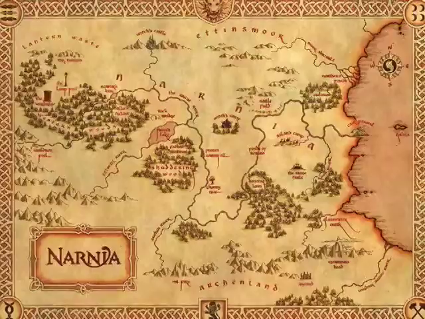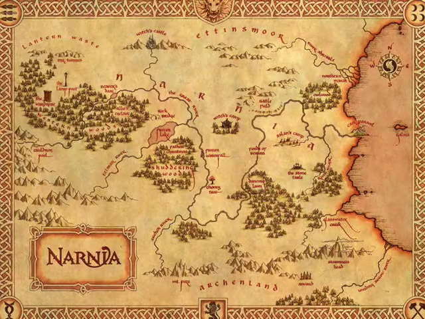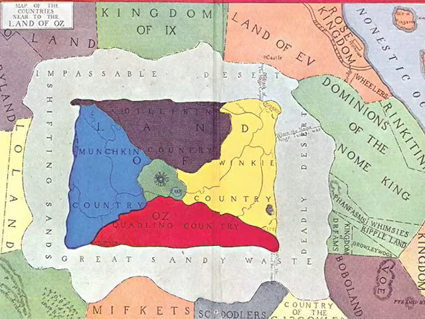A couple more fantasy lands that I've picked up maps for from the internet. Here is Narnia. And additionally, here is the land of Oz. So those are two maps that we would know.